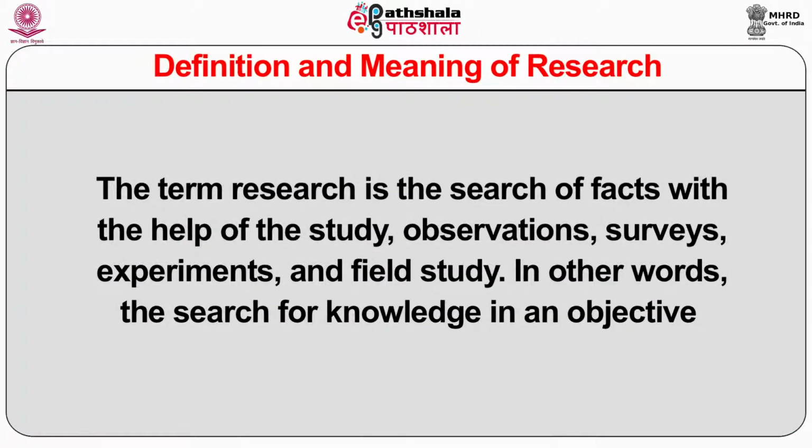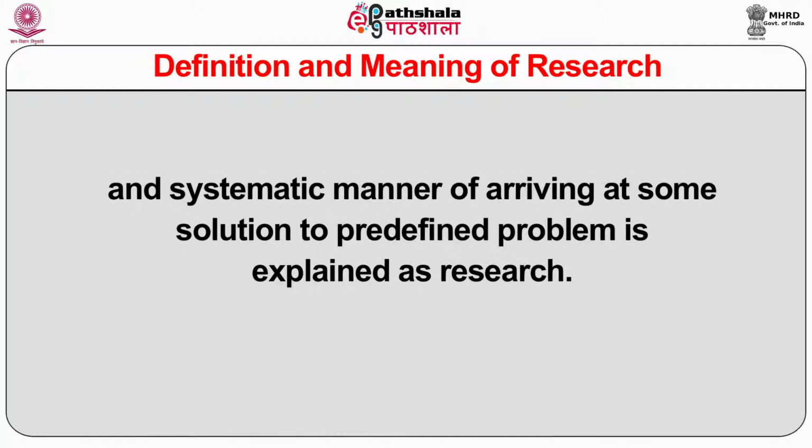Slinger and Stephenson have a different viewpoint towards research. They define research as the manipulation of things, concepts, or symbols for the purpose of generalizing to extend, correct, or verify knowledge, whether that knowledge aids in construction of theory or in the practice of an art. The term research is the search of facts with the help of study, observations, surveys, experiments, and field study. In other words, the search for knowledge in an objective and systematic manner of arriving at some solution to a predefined problem is explained as research.